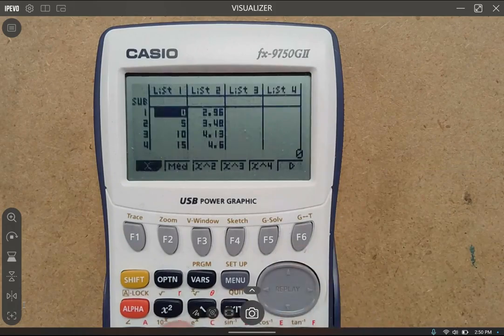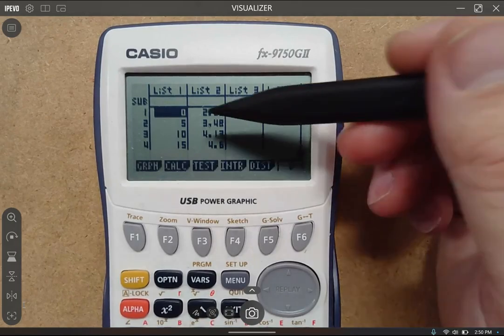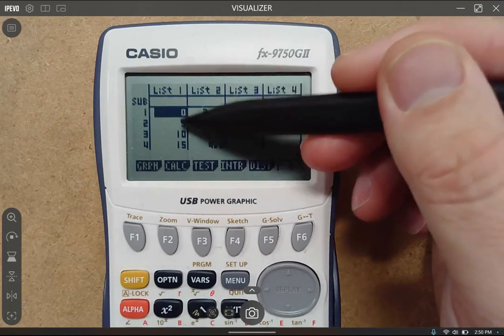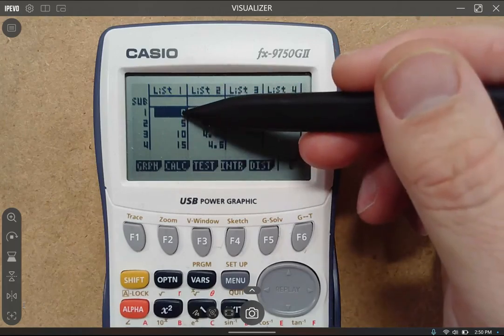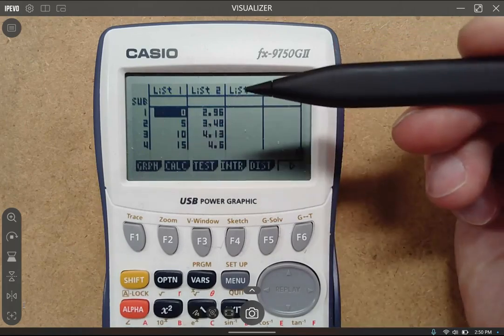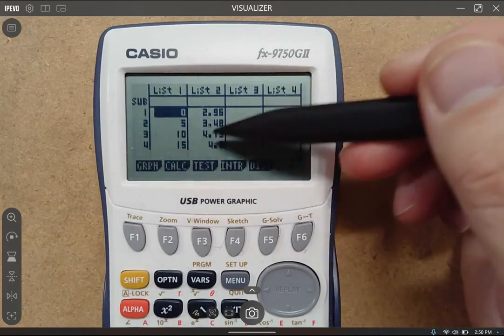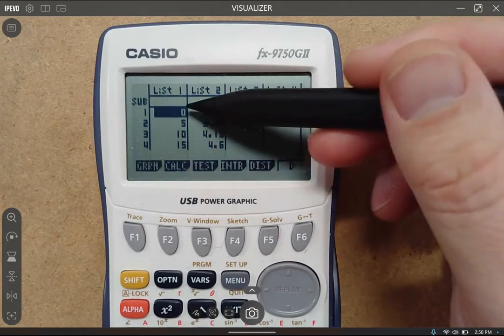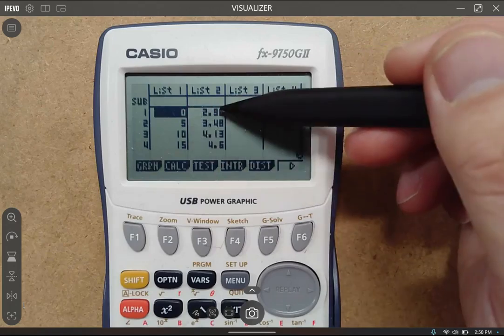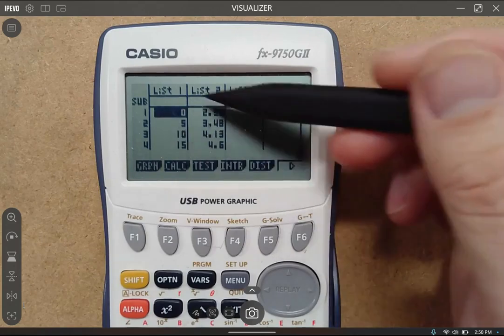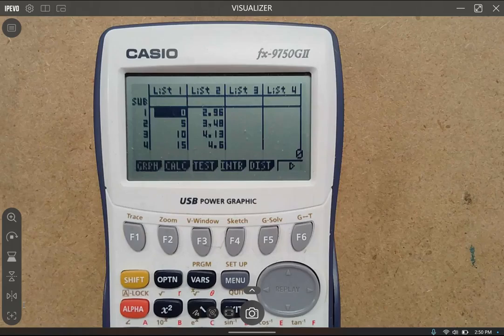So this is what you should see when you first get into your stats. When you click on stats, there's a place to enter list 1 and list 2. Now, as you can see, I've already entered in all the data, but you're going to enter in the data just like I explained for the TI calculators, where we have all our input values under list 1 and all our output values under list 2. So for our example, that would be all the t values and then all the d of t values under list 2. So go ahead and enter all those in if you have a Casio calculator.